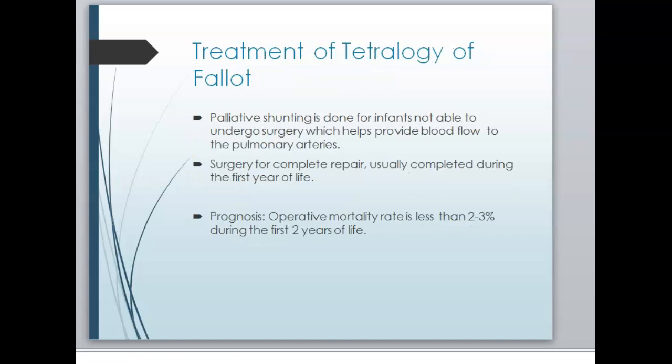Treatment of tetralogy of Fallot. Palliative shunting is done for infants not able to undergo surgery, which helps provide blood flow to the pulmonary arteries. Surgery for complete repair is usually completed during the first year of life. The prognosis: operative mortality rate is less than 2 to 3% during the first 2 years of life. And I think this is one that Jimmy Kimmel's child had, the tetralogy of Fallot.